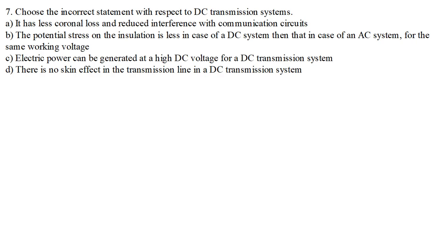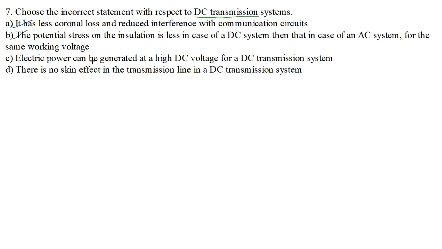Coming to the next question, question number 7. Choose the incorrect statement with respect to DC transmission system. Option A: it has less corona loss and reduced interference with communication circuits. That is correct. In a DC system, corona loss is less, and the radio interference with communication circuits is also less. Option B: the potential stress on the insulation is less in a DC system than in an AC system for the same working voltage. That is also correct.